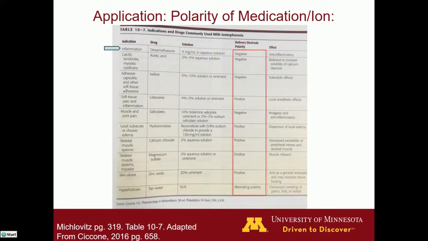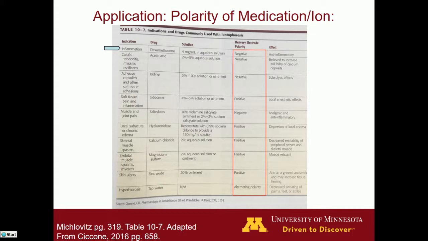The first key consideration is polarity. This page is out of your textbook on page 319. It lists the name of the medication, what it is used for, and its polarity. The most common, and you see that flagged there, is dexamethasone. And this is used for inflammation, and it is negatively charged.